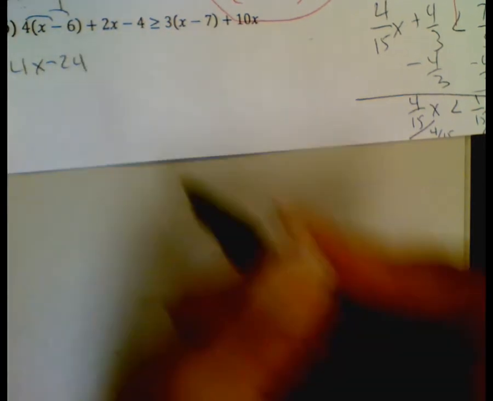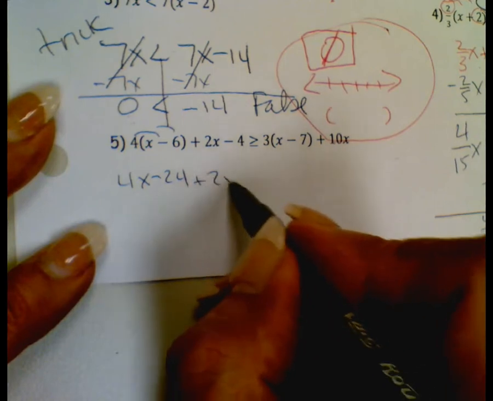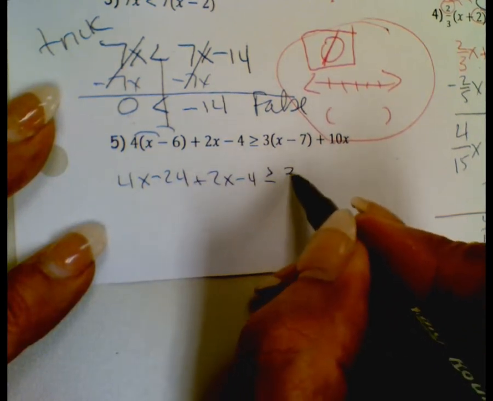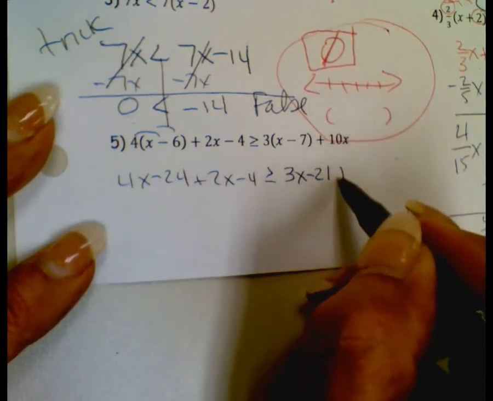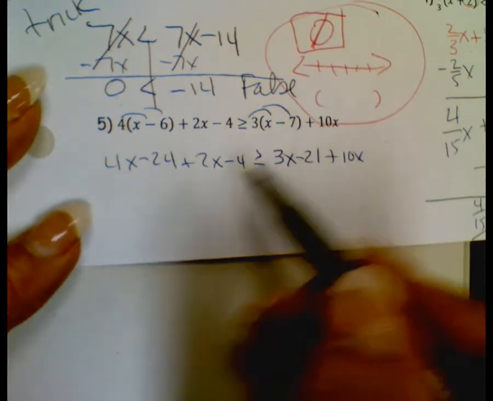And the last problem. Distribute 4x minus 24. You guys see that? 4x minus 24 distribute. Plus 2x minus 4 is greater than or equal to 3x minus 21 plus 10x. I distributed. First step. Now add like terms on this side.